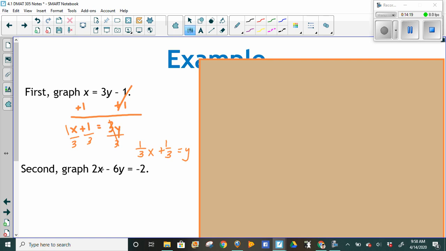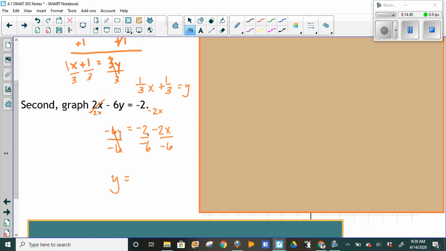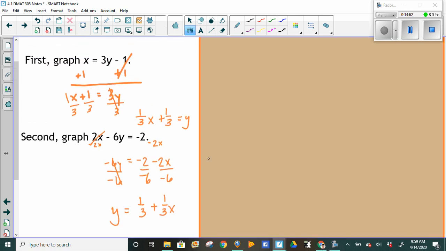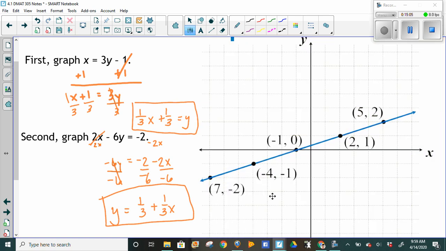And then this one here, I'm going to take the 2x and move it over here. So I get negative 6y equals negative 2 minus 2x. Then I'm going to divide everything by negative 6. So I get y equals 1/3 plus 1/3 x. And what you notice is that these two equations are exactly the same. So when they're exactly the same, you only have to graph one line.